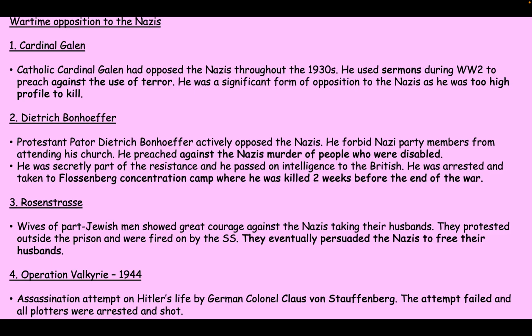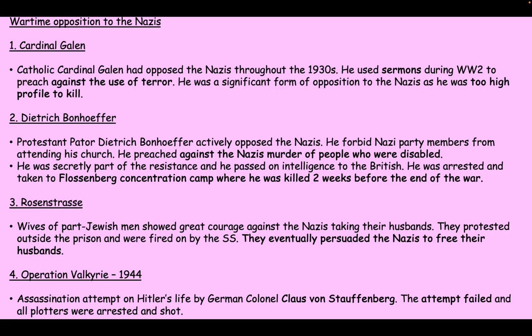Now, the Rosenstrasse, they were a very, very brave group of women. Some Jewish men who were part Jewish, so one of their grandparents, say, was Jewish. They were called Mischlings, half Jews. And these men were arrested. And they were taken to prison because they were part Jewish.